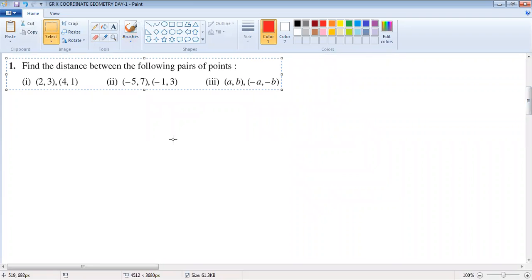Now the first question: find the distance between the following pair of points. There are 3 questions. The first one obviously will be easy, so take it as homework. I'm going to do the second and third.